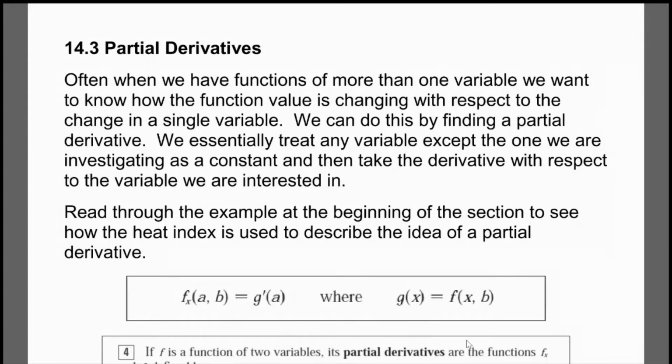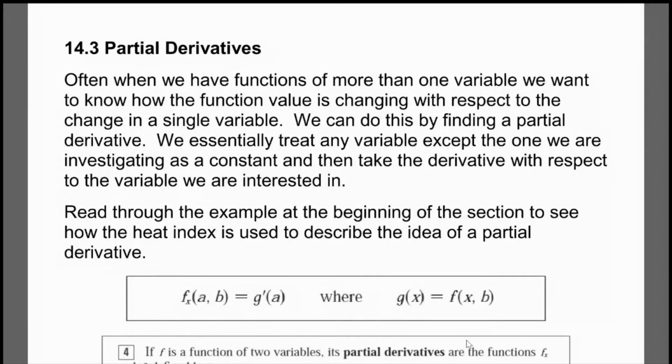This is multivariable calculus, and in this video I'm going to talk about section 14.3, which is going to be focused on partial derivatives. Now obviously this is a very important topic in this unit, since the unit is titled partial derivatives. What we're going to learn today is really how to take a partial derivative and how to understand what a partial derivative actually means.